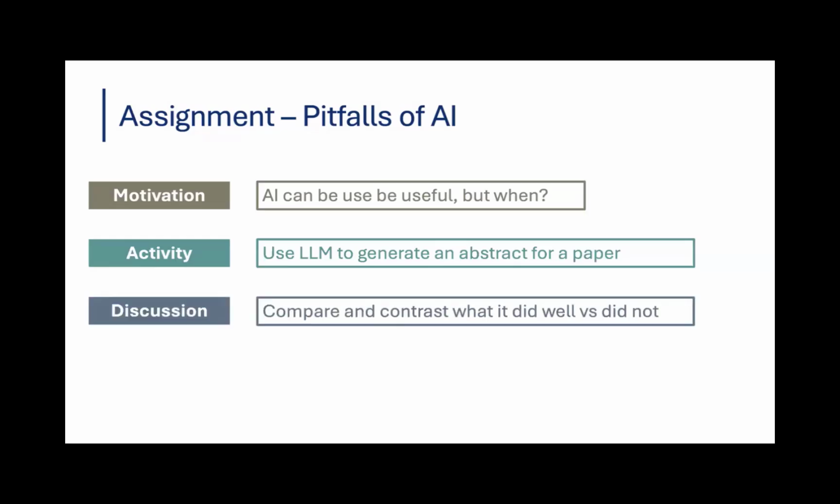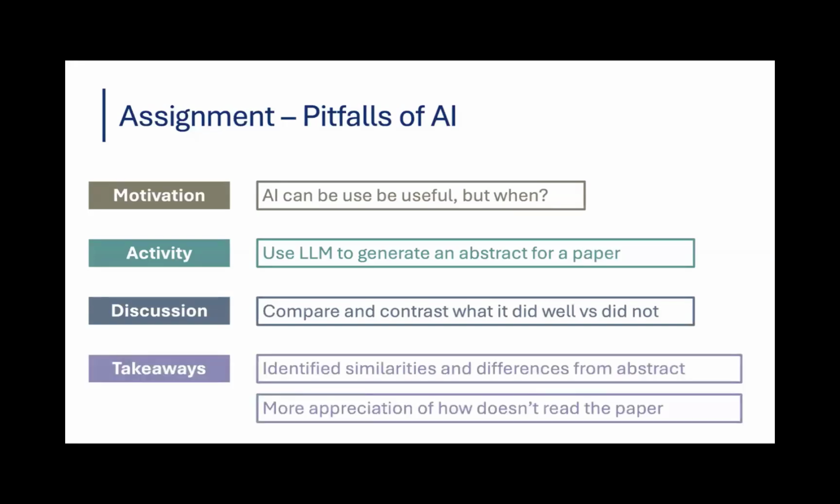And in the discussion, we talked a lot in class about what the LLMs did well and what they did not. The takeaways from my students were that there were many similarities between the abstract that the models wrote versus what the authors had done. One thing that students really expressed is that they had a better appreciation for how these models aren't necessarily giving you what's correct. Sometimes, even with the paper in front of them, they're a language model. They don't have a conceptual understanding of these concepts.